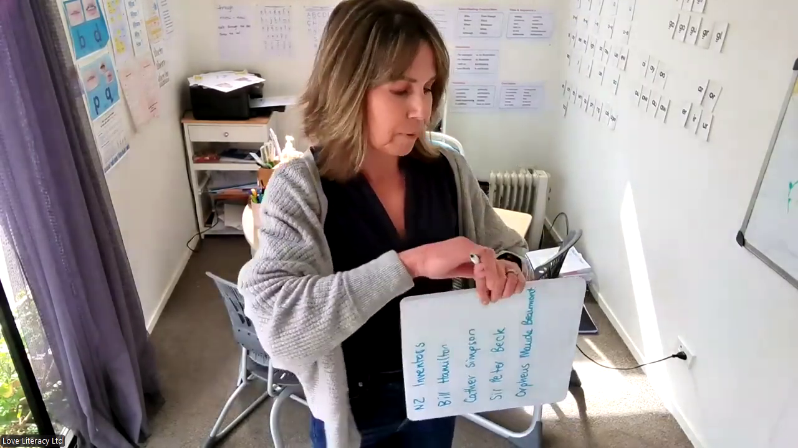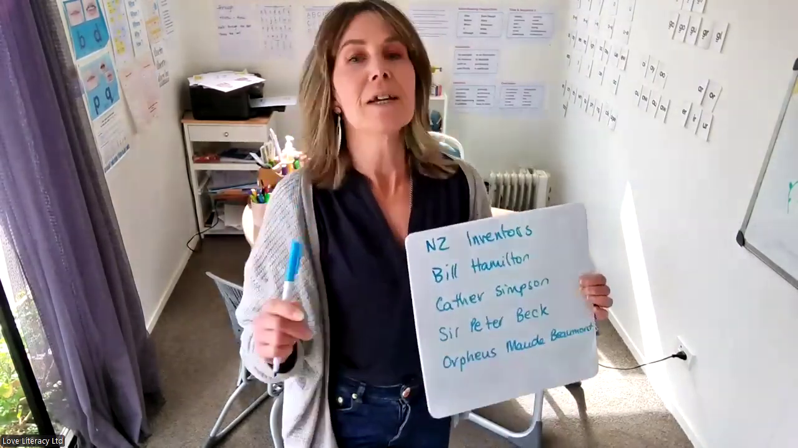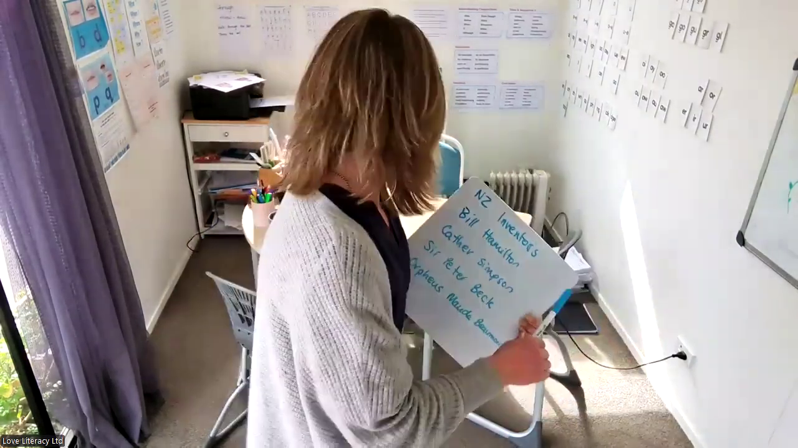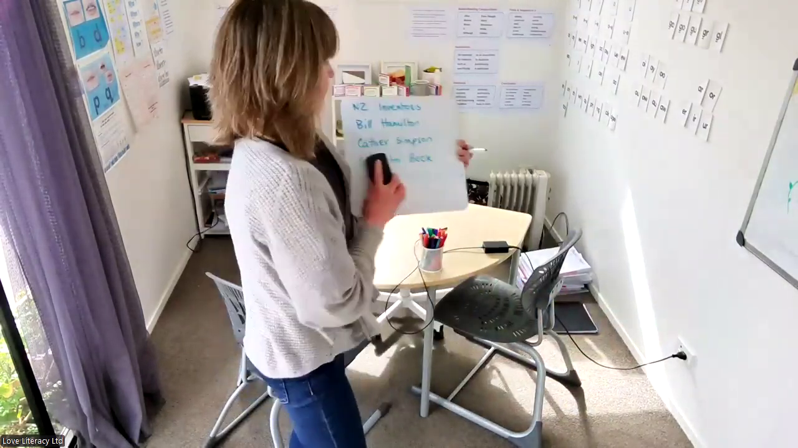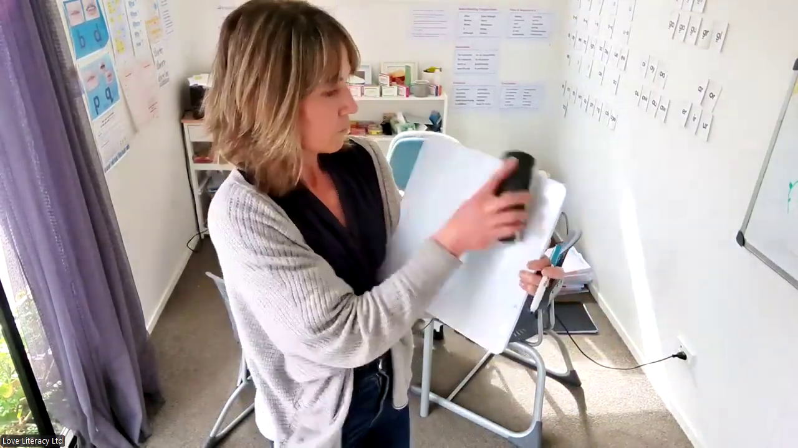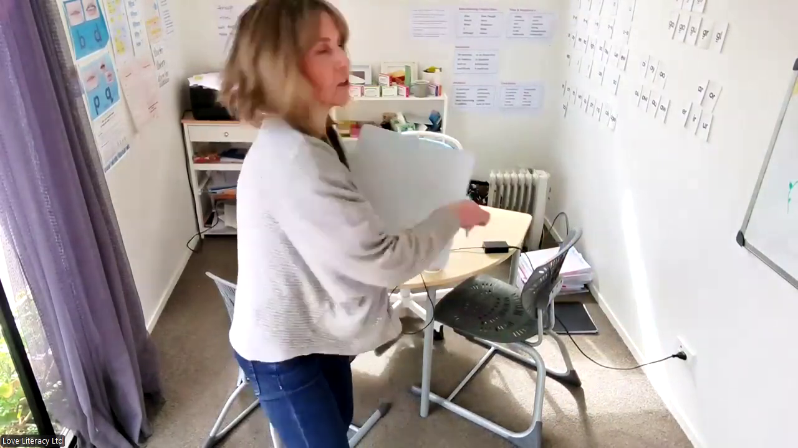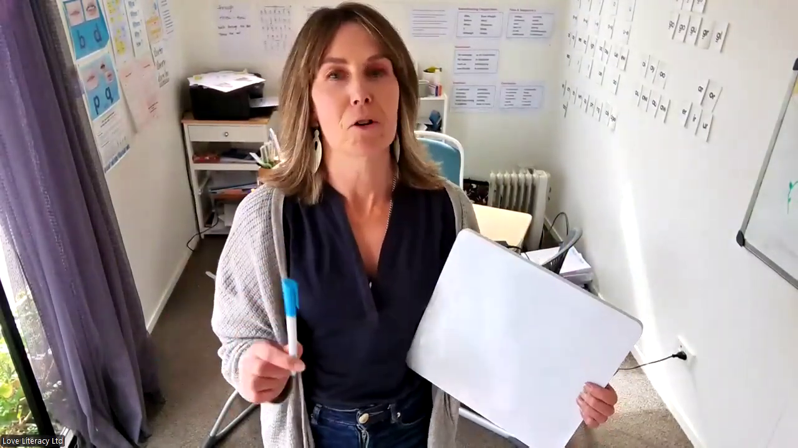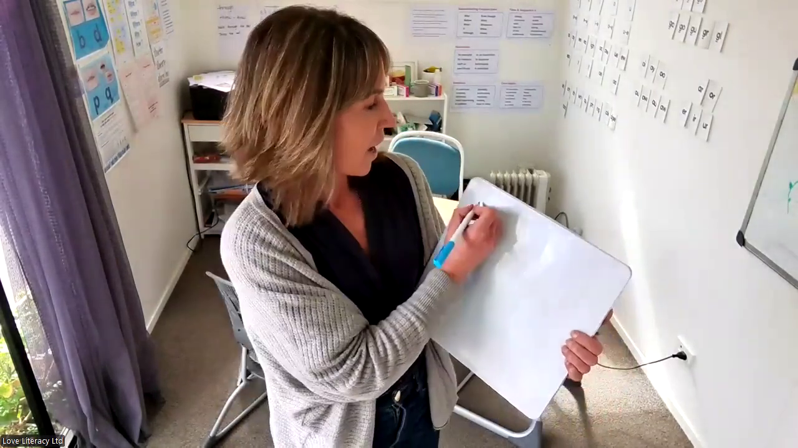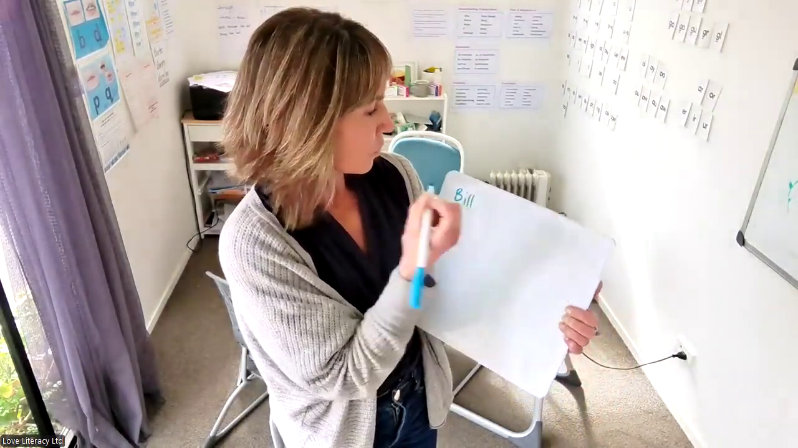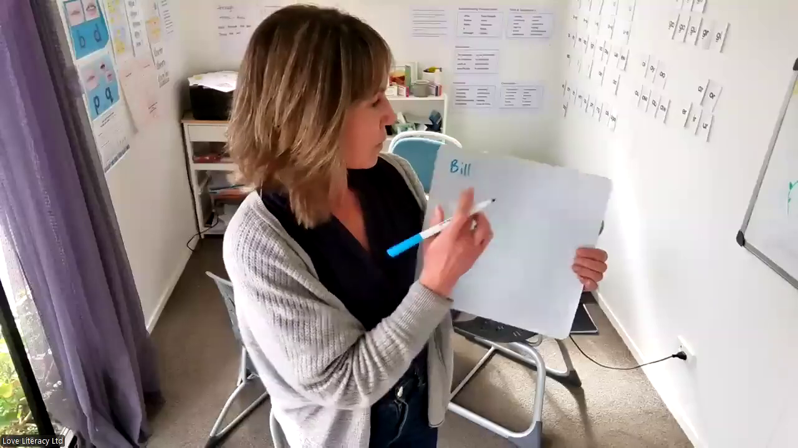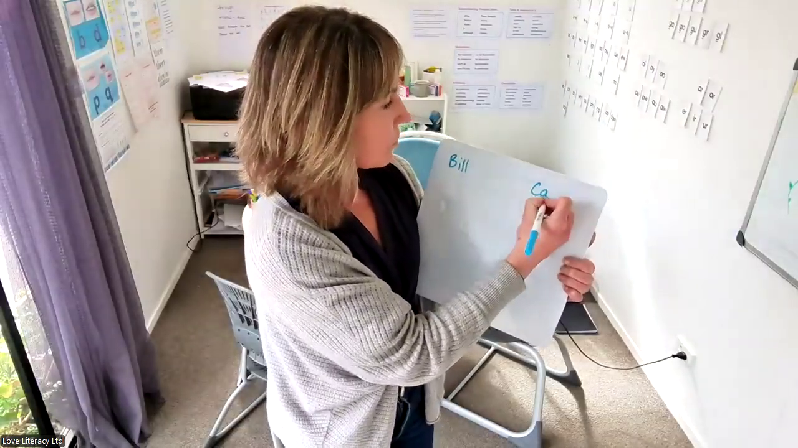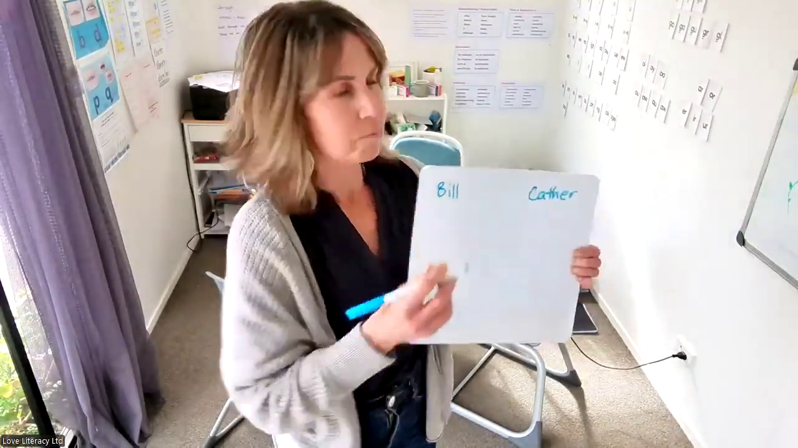Okay, so back to compare and contrast. So what we know when we've got a compare and contrast, let's rub this out. We want to be comparing two things. So we didn't set into the compare and contrast until week 2. And by the time we got to week 2, we could compare Bill Hamilton to Kather Simpson.